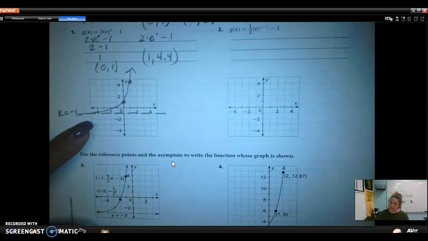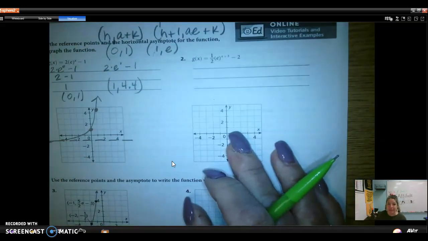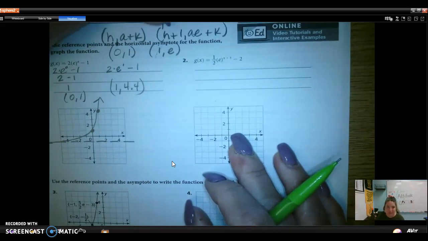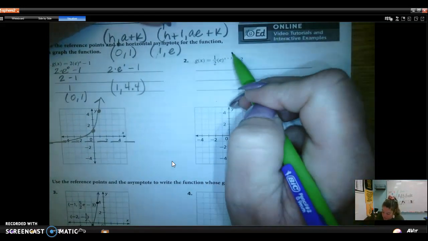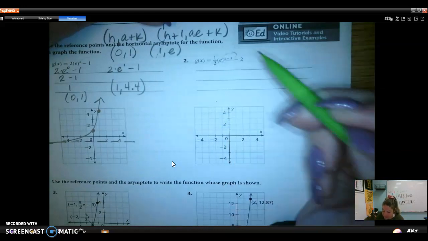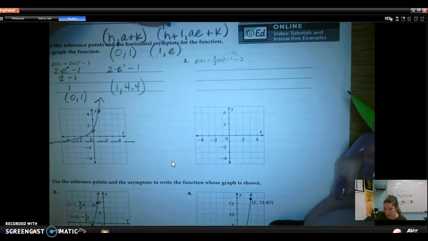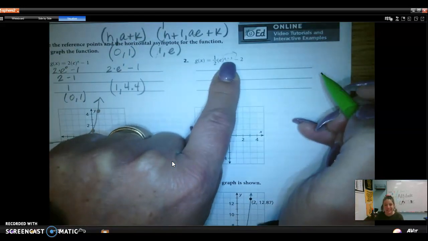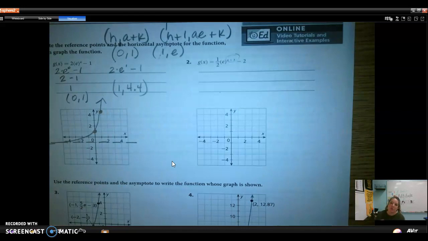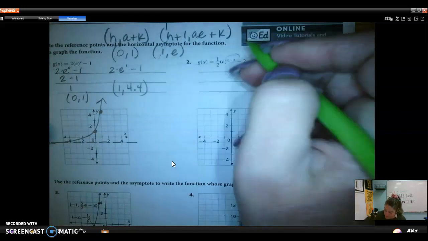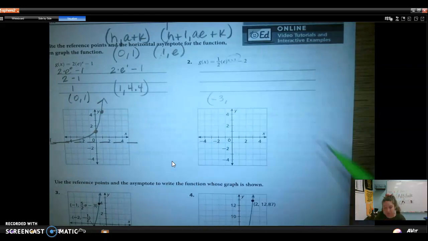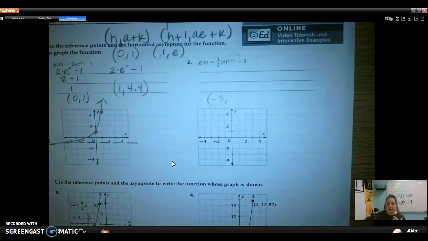Okay, let's go do number 2. Again, I'm going to use those reference points, H and then H plus 1. If I look, remember that x plus 3 gives me my H value. So this particular function should have gone to the left 3 places. Remember, it's always opposite of what you see up there. So I'm going to use a -3. That's my first reference point. -3 something. Let's go plug it in and see what we get.